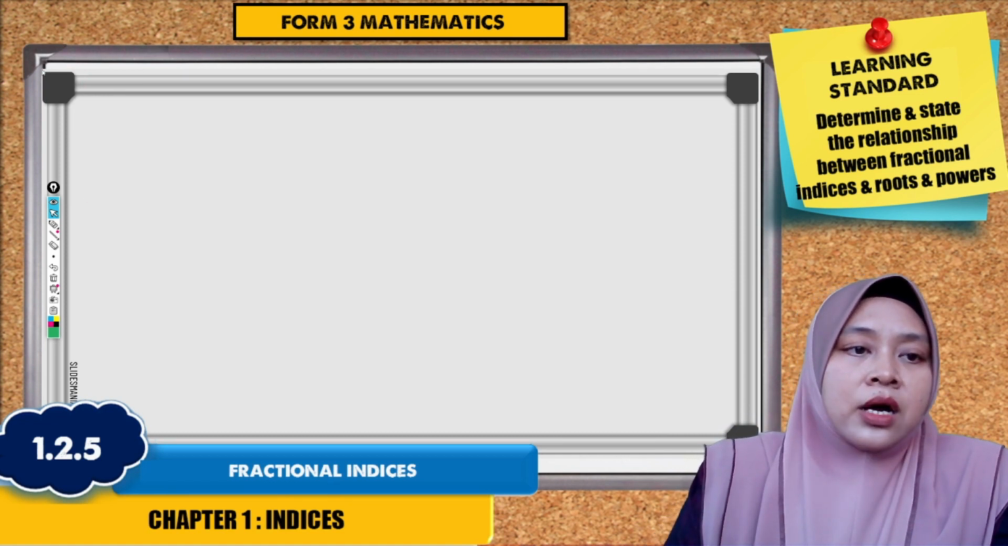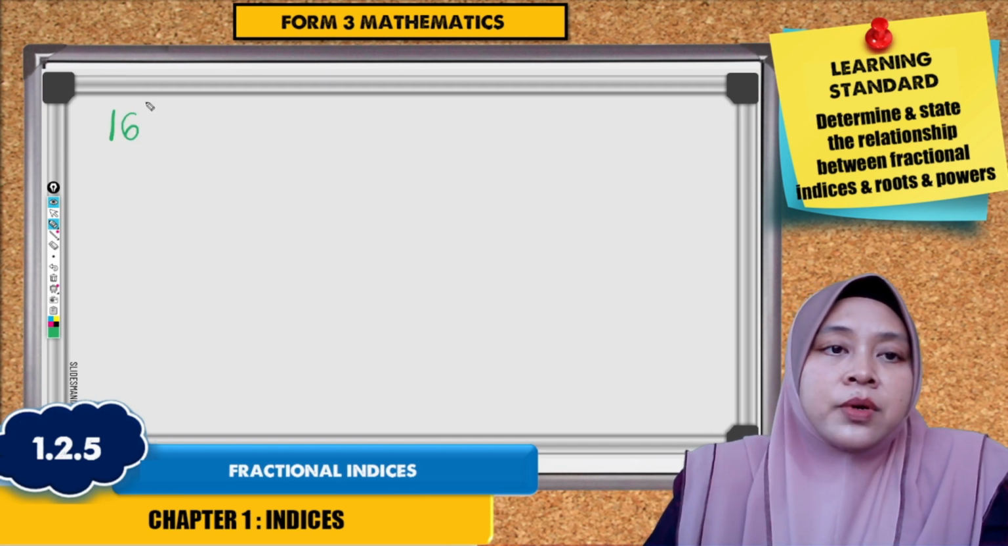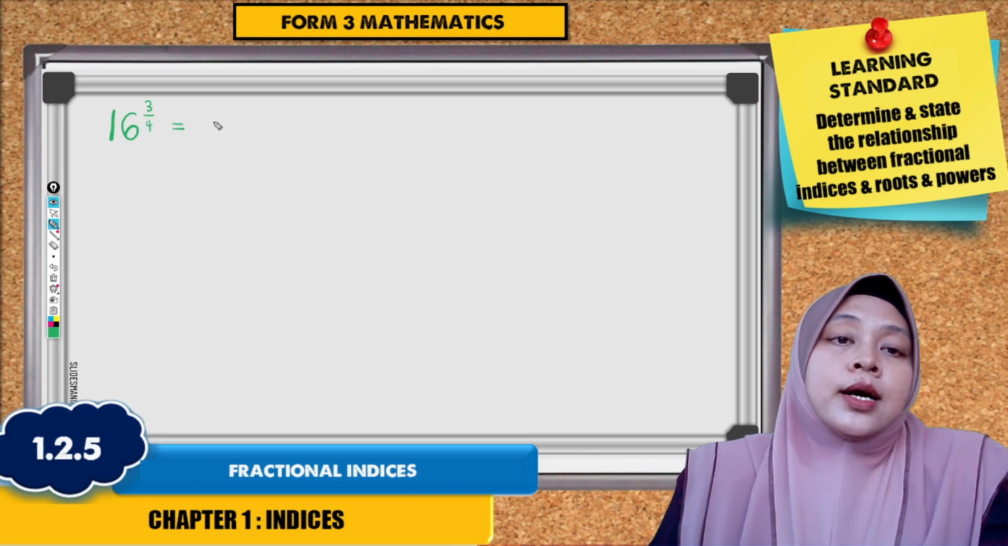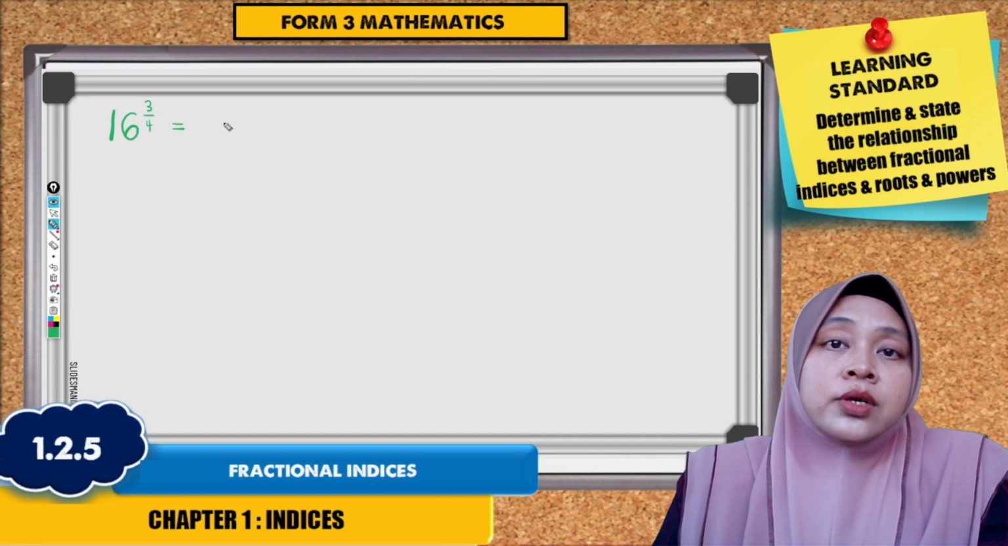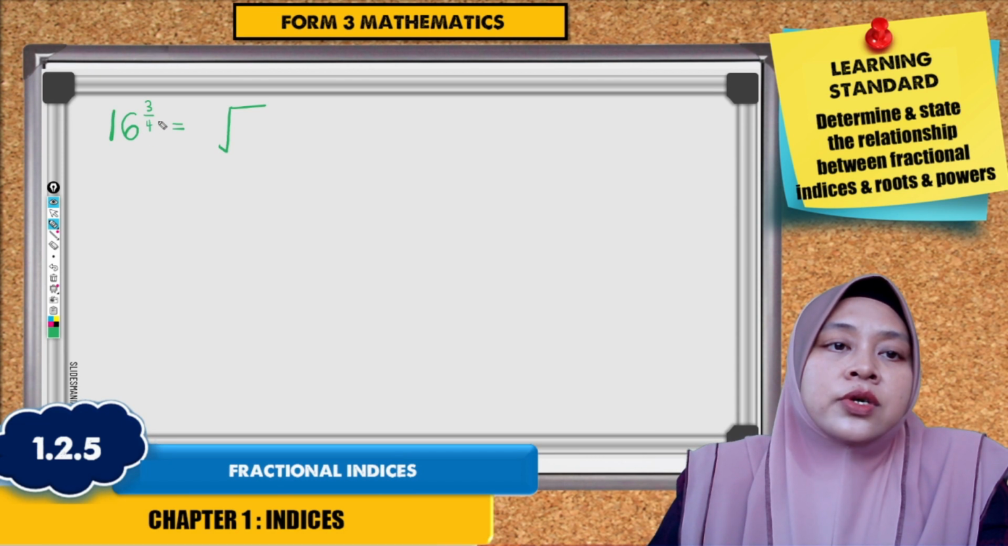So now the next question is 16 to the power of 3 over 4. I say to you that it is better you do the fourth root first. Fourth root, because of the 4 here, so fourth root of 16, and you cube it.